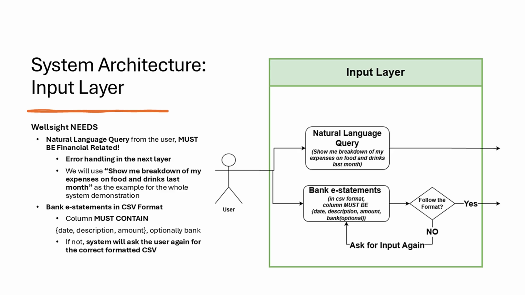It will use "show me breakdown of my expenses on food and drinks last month" as an example for the whole system demonstration. The other thing we need is the banking statements in CSV format, and the CSV should always contain date, description, amount, and optionally bank. If not, the system will ask the user again for the correctly formatted CSV.